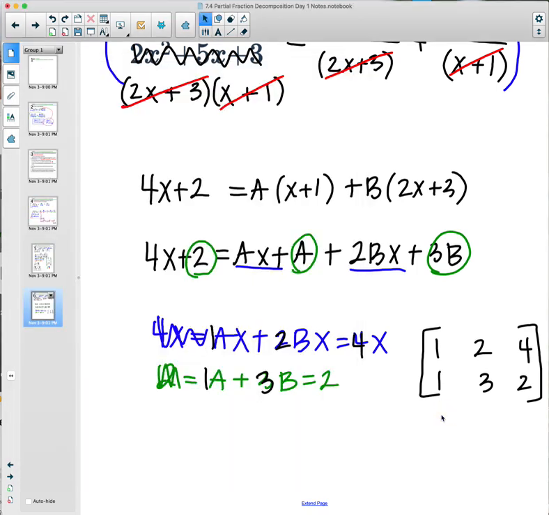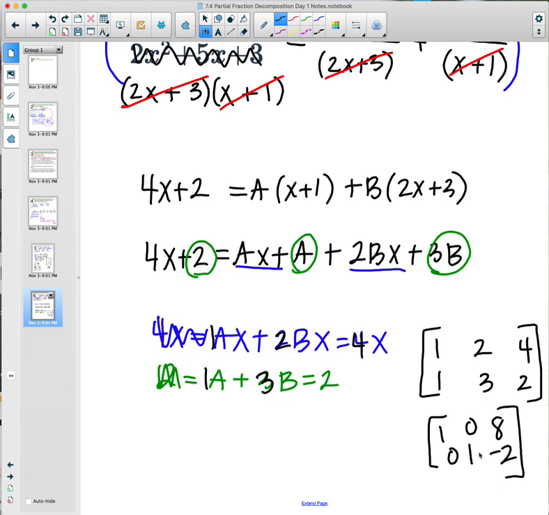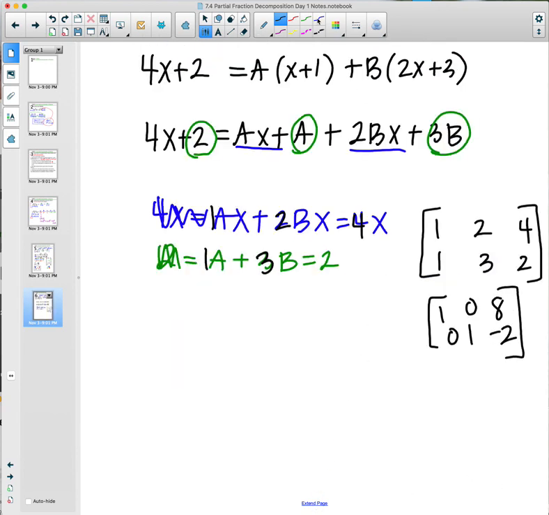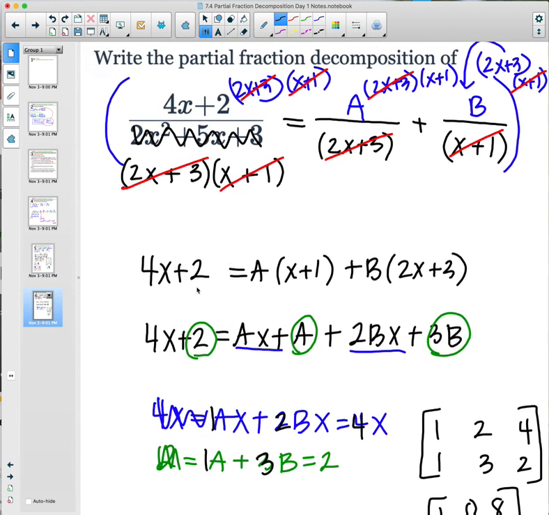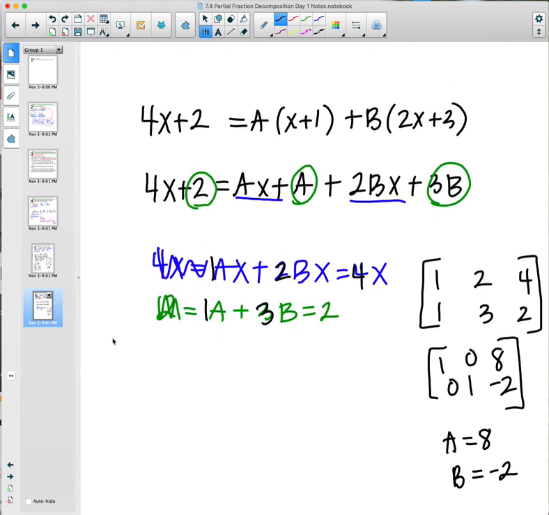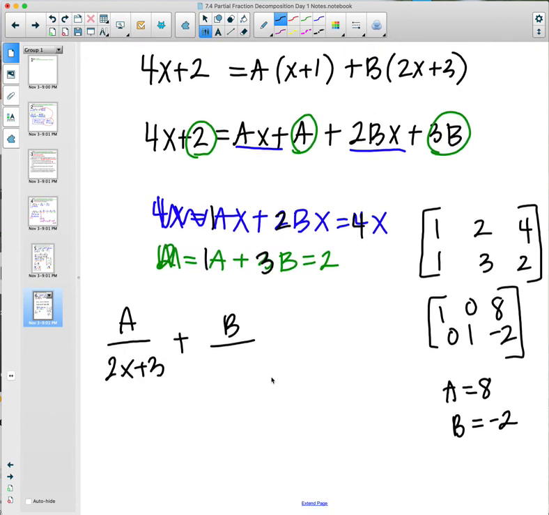So we have 8 and negative 2. So we had 1, 0, 8, 0, 1, negative 2. And then these are our answers for our A and our B. So A equals 8, B equals negative 2. So if we remember back to what our partial fractions were, it was A over 2x plus 3 and B over x plus 1.